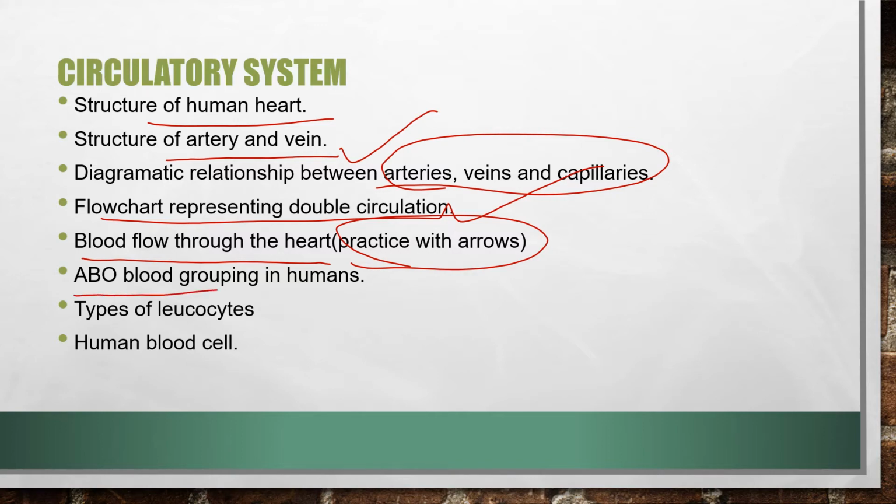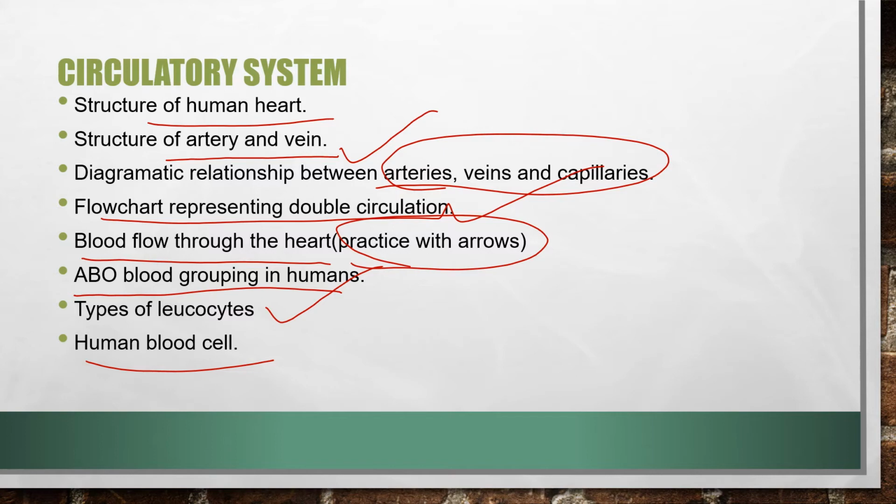Next comes the ABO blood grouping system. It is not a diagram, it is a chart which should be known with the antigens and antibodies. The ABO blood grouping system chart should be practiced. Then the types of leukocytes. You should all practice the types of leukocytes with different diagrams and with labeling, such as bilobed and trilobed, whatever types of leukocytes there are. And the human blood cell. So these are the important circulatory system diagrams.